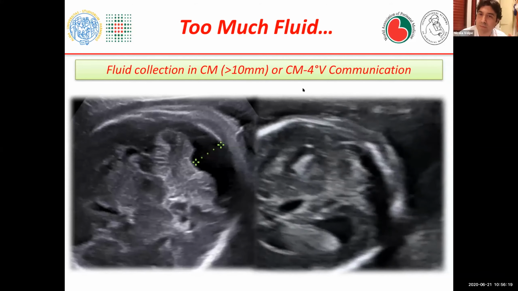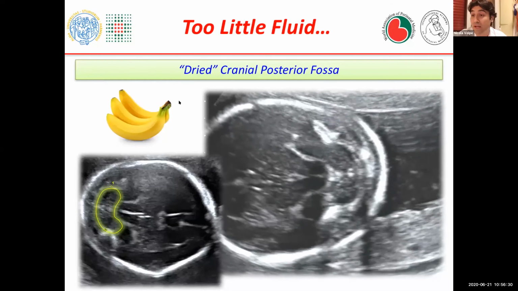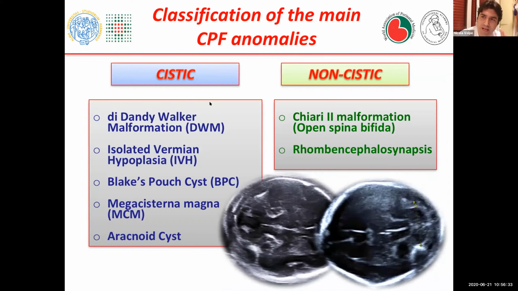On the other hand, we can have too little fluid, and we talked yesterday about this, with the typical banana shape of the cerebellum, typical for the Chiari 2 malformation. But I don't want to focus on this. I want to focus on cystic abnormalities. These are the five main cystic abnormalities that could involve the posterior fossa: Dandy-Walker malformation, isolated vermian hypoplasia, Blake's pouch cyst, megacisterna magna, and arachnoid cyst.